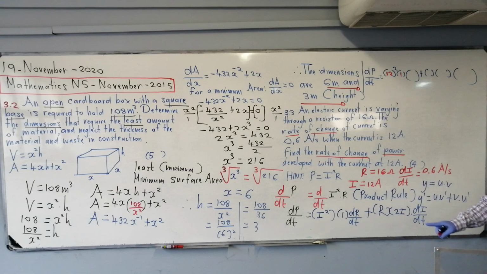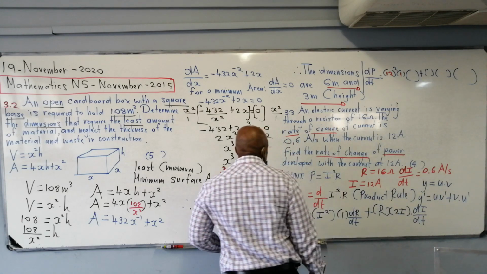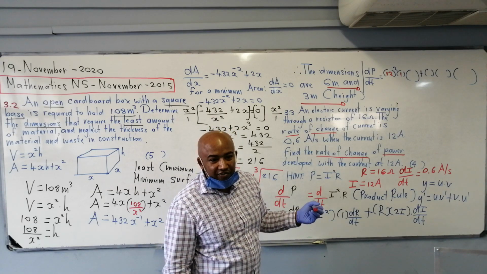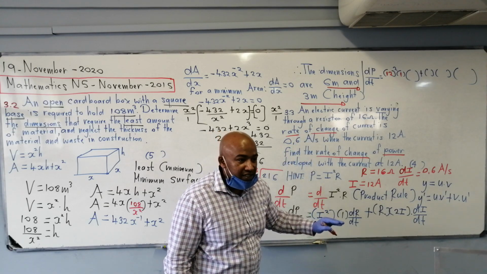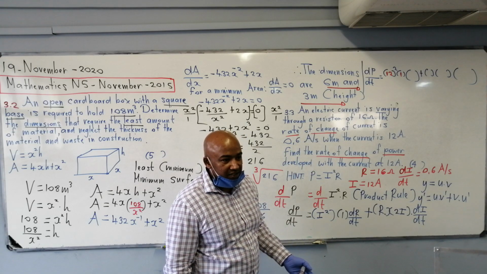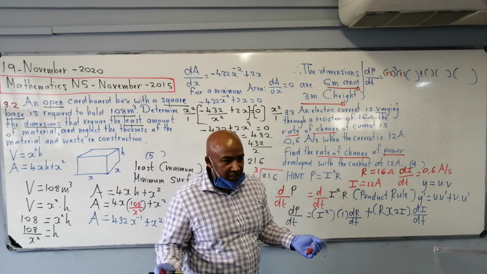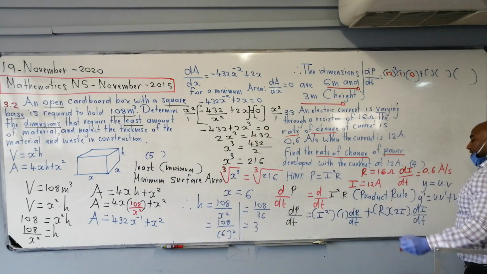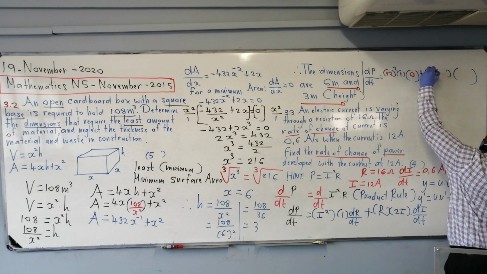Now, dr over dt. Okay, so your dr over dt means the rate of change of your resistance. Now, they did not tell you that there is any change in the resistance. So if there is no change, that means zero change. Understand that? No change means zero change. So the dr over dt will be 0 plus r. What is your r? 16.